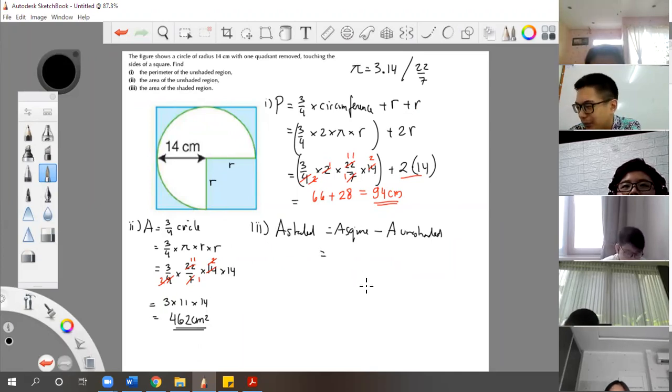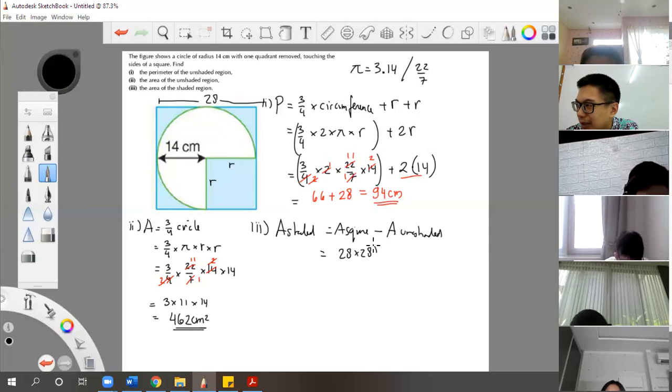Lisa, formulanya apa area of square? Side times side. Side-nya berapa? Good. 28. Lisa. 28 ya, soalnya 14 ya udah double of it, right? Because the diameter is two sides. 28 times 28 subtract 462.